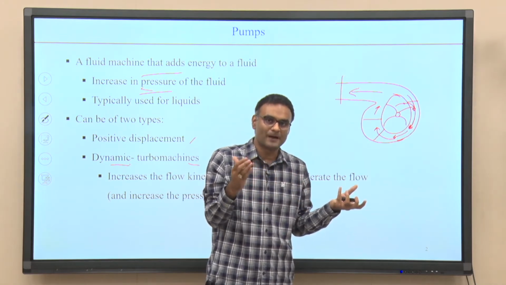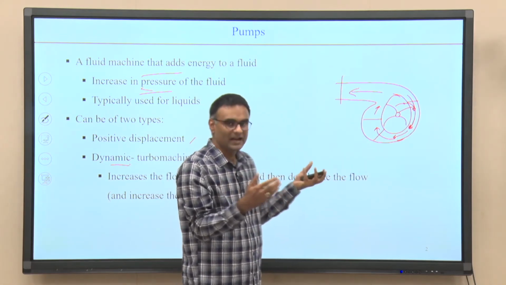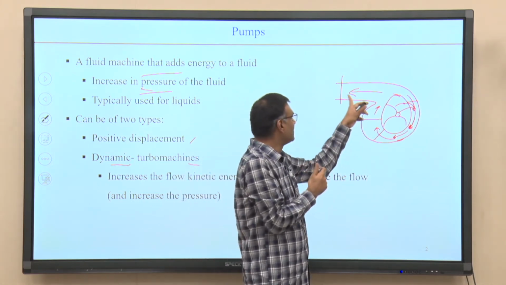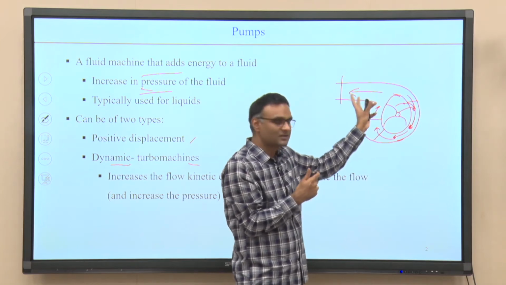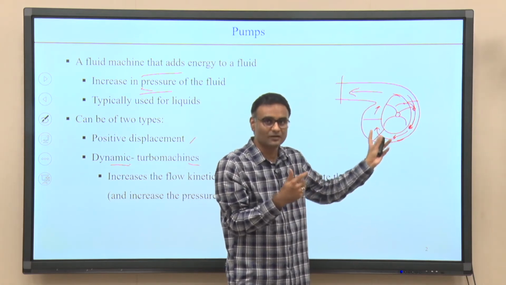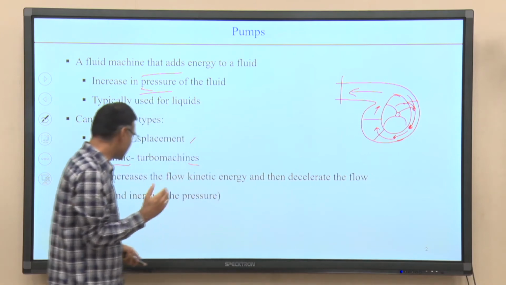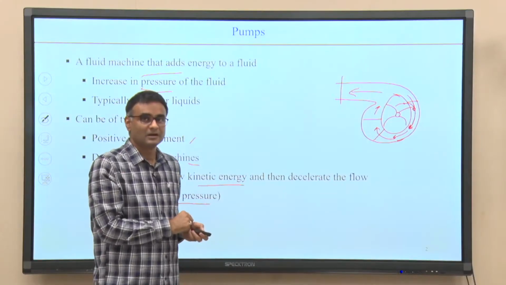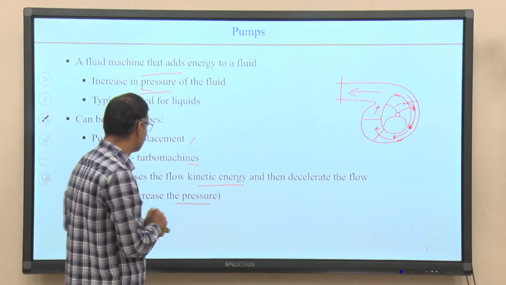So, the flow rate has to remain the same. Now, when the fluid exits, the flow rate is the same, but the pressure would have increased. What happens is that kinetic energy is imparted to the fluid by the impeller, and this kinetic energy is converted to pressure energy by decelerating the fluid. Okay. So, that is the basic principle of how dynamic pumps or centrifugal pumps work.